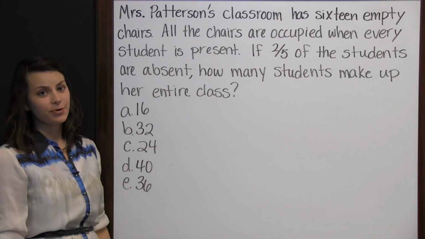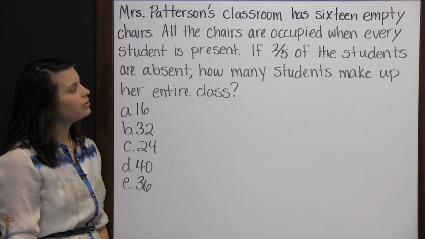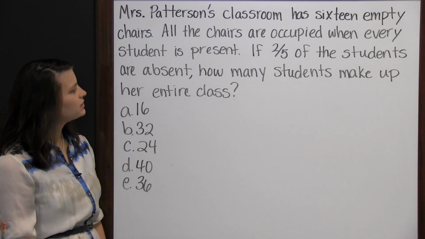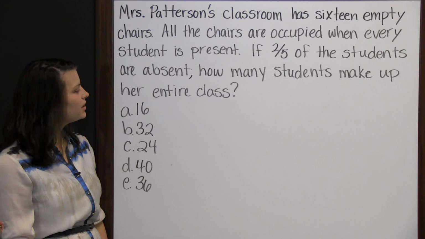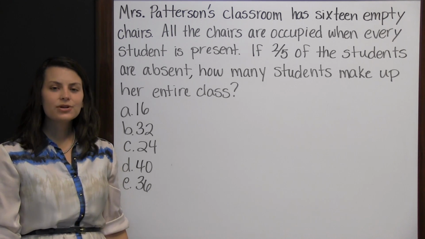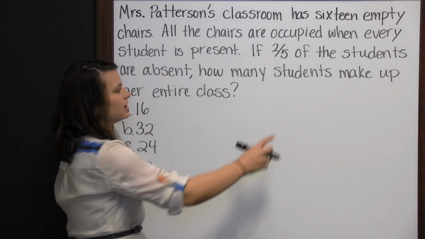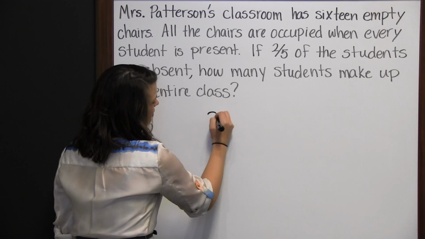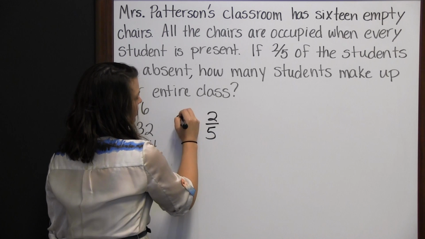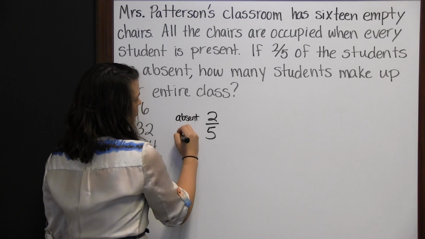Mrs. Patterson's classroom has 16 empty chairs. All the chairs are occupied when every student is present. If 2/5 of the students are absent, how many students make up her entire class? This is a great problem to use a proportion to solve. We can take this fraction, 2/5, and use that as our first ratio, 2 being the amount of students who are absent out of the 5 total.